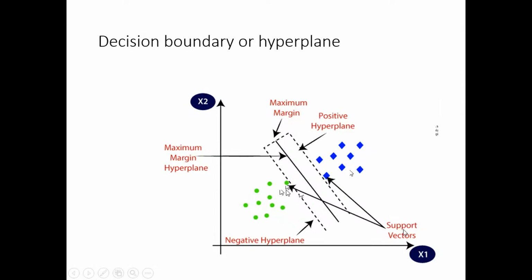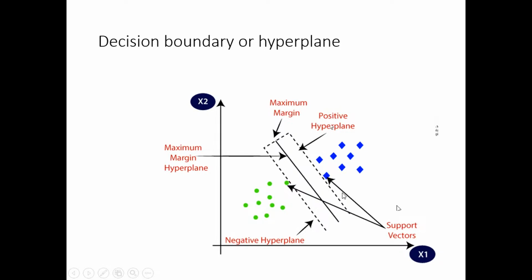Based on them itself, we can place the new points that come in. Like a new green point, where should I put it? That is the decision I have to make, and that decision will be taken with the help of support vectors. And we have a negative hyperplane, this is my negative hyperplane, and this is my positive hyperplane. Based on these, we will make a decision.